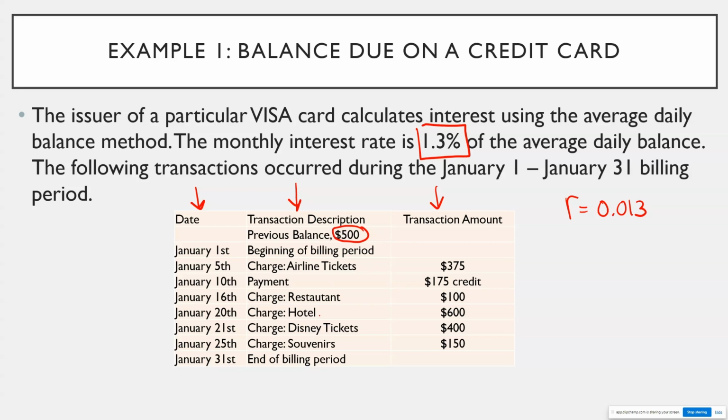And then look, this is kind of an example maybe where somebody went to Florida for Disney World. So January 1st, the billing period begins. On January 5th, they bought some airline tickets for $375. On January 10th, they made a payment of $175. On the 16th, there was a restaurant charge of $100. On the 20th, there was a hotel charge of $600. On the 21st, they bought some Disney tickets, a lot of fun, for $400. On the 25th, they purchased some souvenirs, $150. And then the 31st is the end of the billing period.